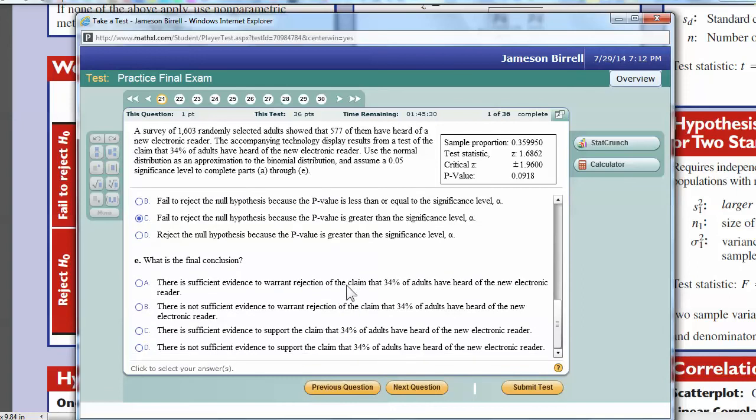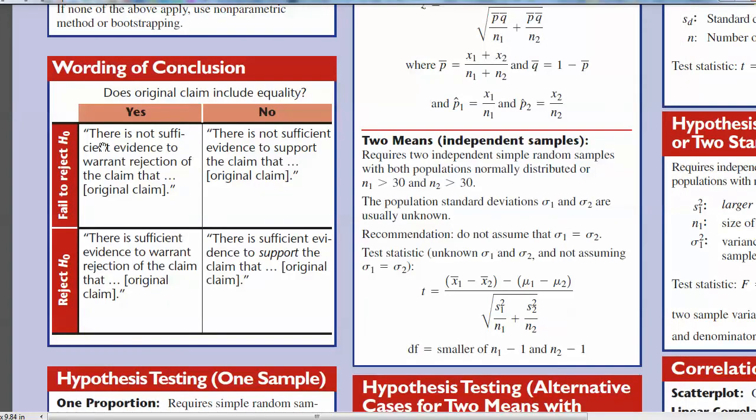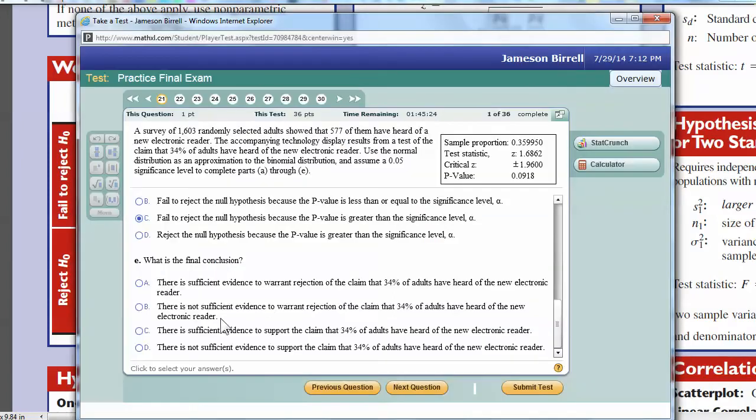What's the final conclusion? Let me go back to that. There is not sufficient evidence to reject the claim. So there's not sufficient evidence to warrant rejection of the claim that 34% of adults have heard of this new reader. What was this one? There is not. To support the claim? No. There's not evidence to reject it.